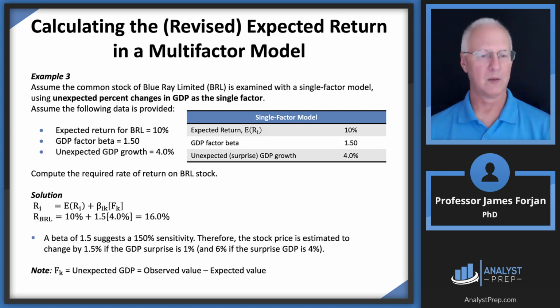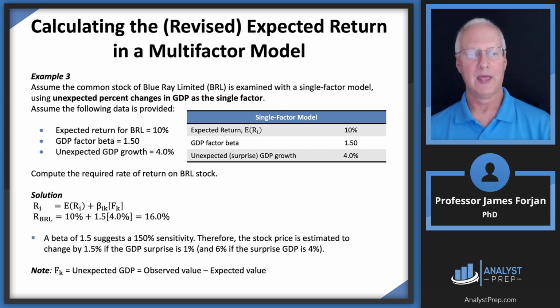Now notice that block point down there at the bottom. This is just a reminder of what we learned back in the capital asset pricing model discussion, that a factor loading or a factor beta of 1.5 tells us that we have 50% more sensitivity, 150% sensitivity than just the regular old market portfolio.